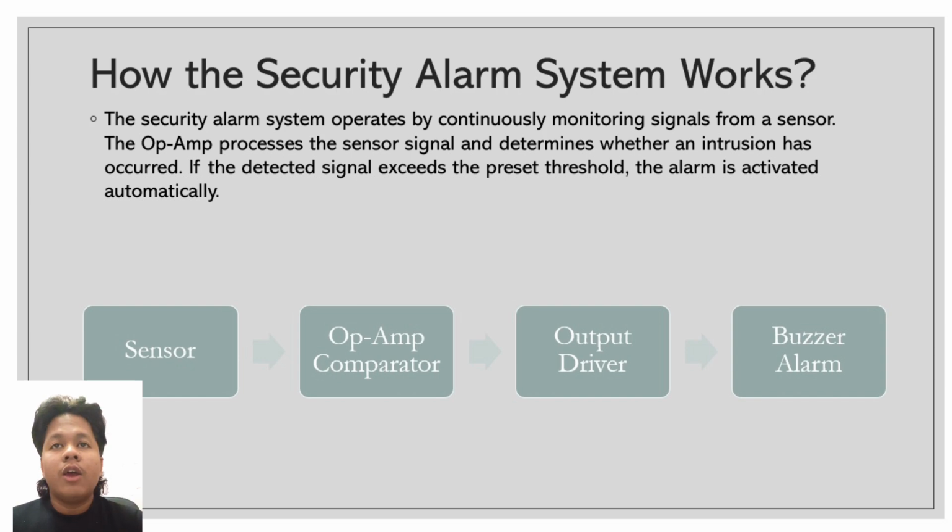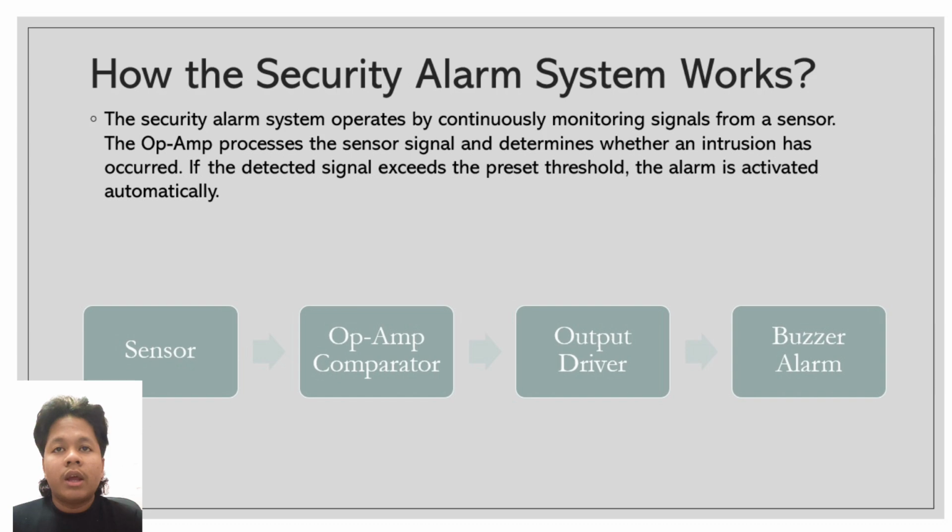I want to tell about how the security alarm system works. So now I will explain how the security alarm system works. The system operates by continuously monitoring the surrounding environment using sensors. Under normal condition, the sensor output remains within the preset range and the alarm stays inactive.